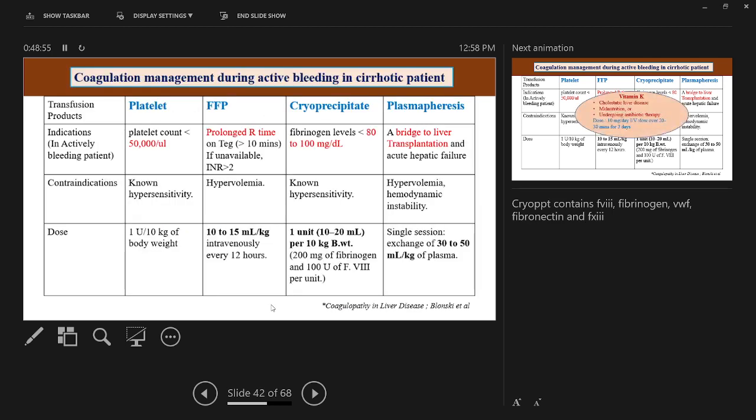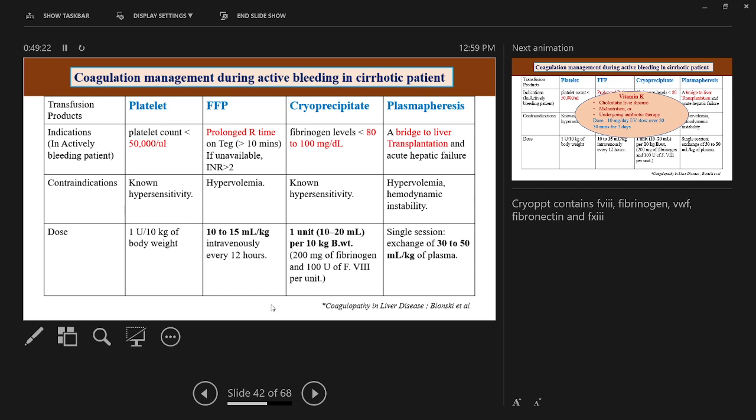So coagulation management during active bleeding in a cirrhotic patient: what to transfuse and what not to transfuse, because there is a rebalanced coagulation which occurs. The first thing is platelet transfusion. A platelet transfusion has to be done in an actively bleeding cirrhotic patient when the platelet count is less than 50,000. The contraindication is known hypersensitivity, and the dose is 1 unit per 10 kg of body weight.